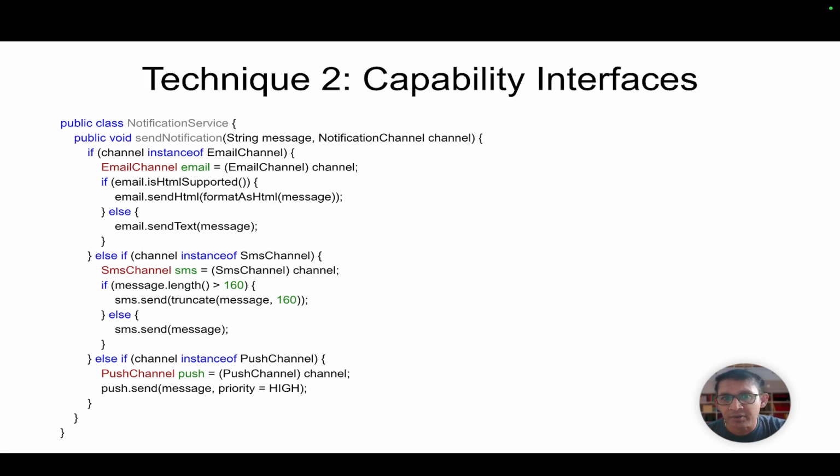Now, this is ugly for several reasons. Your notification service has to know about the specific capabilities of each channel type. It has to know that SMS has a 160 character limit, that email might not support HTML, that push notifications need priority levels. Every time you add a new channel type, you have to modify this method. The solution is to design your interfaces around capabilities, not implementations.